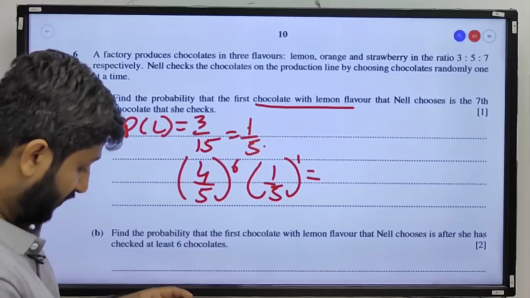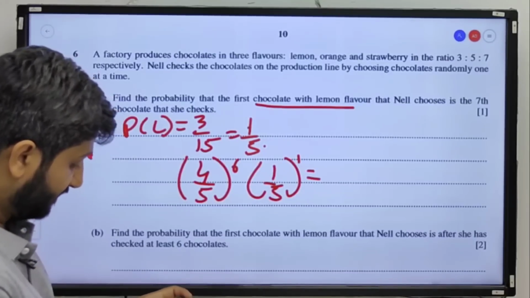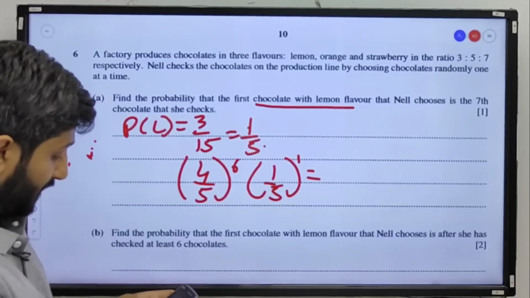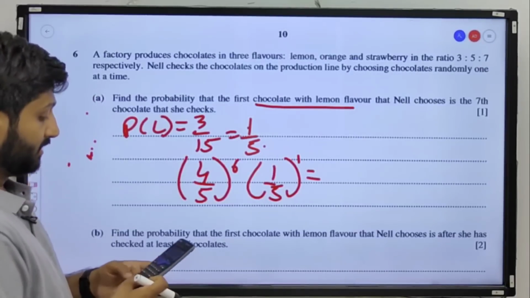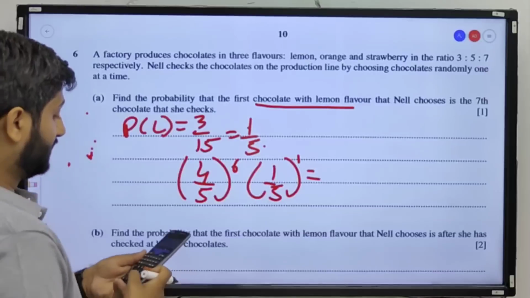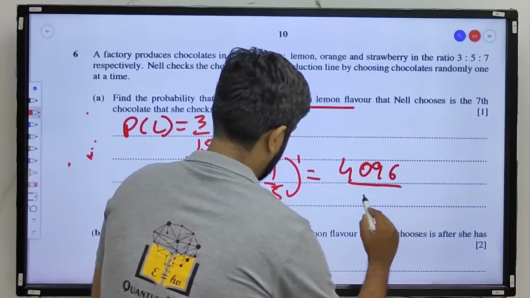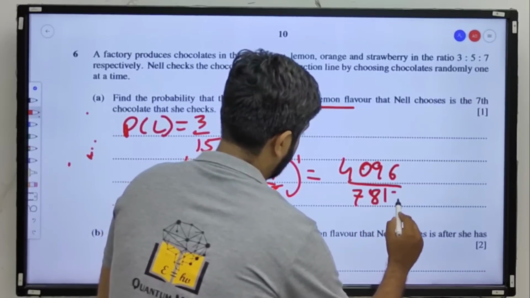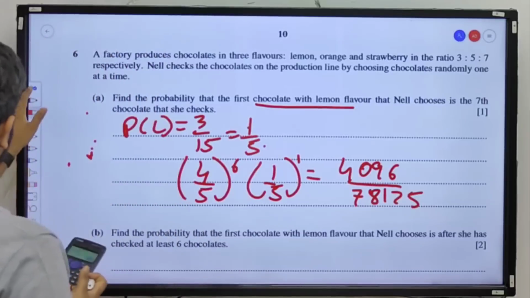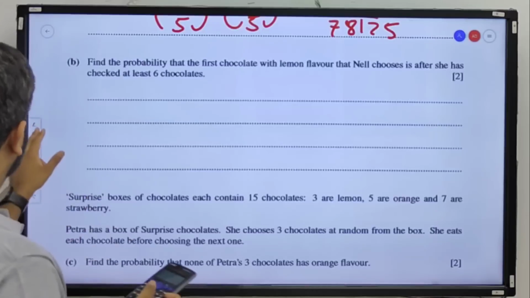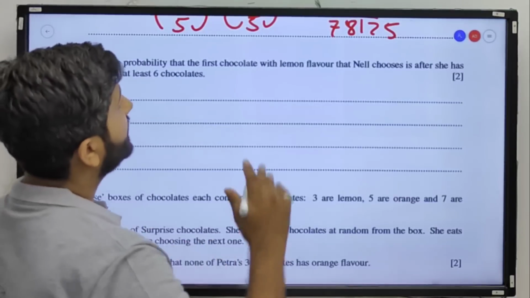So (4 by 5) power 6 into 1 by 5. So the final answer is 4096 upon 78125.